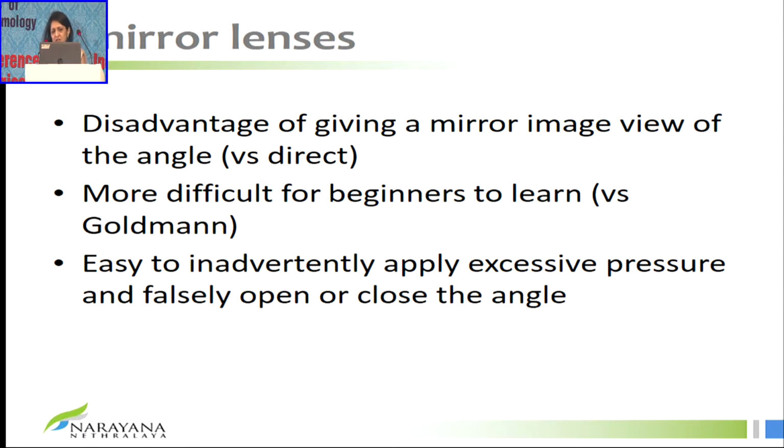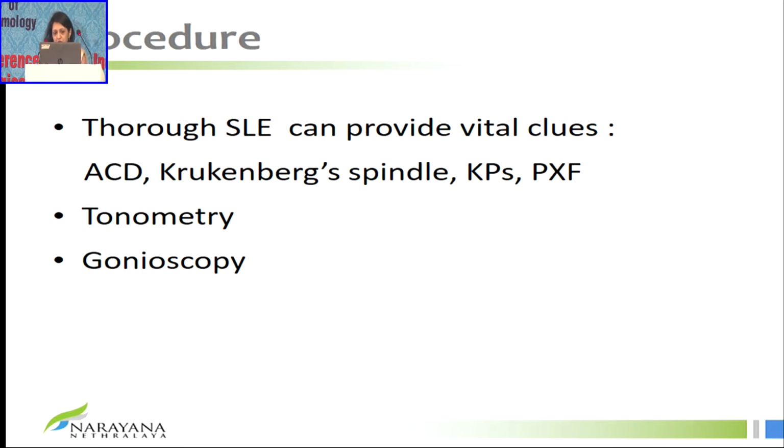The disadvantage with the 4-mirror is that you have a mirror image, so you need to learn a little bit about how you view. It's more difficult in the beginning, and it is easy to inadvertently apply excessive pressure and falsely open up the angle. So you need to be very gentle when you do the procedure.